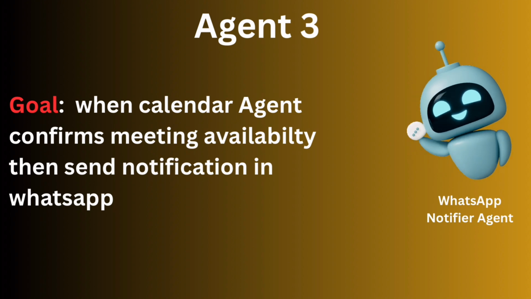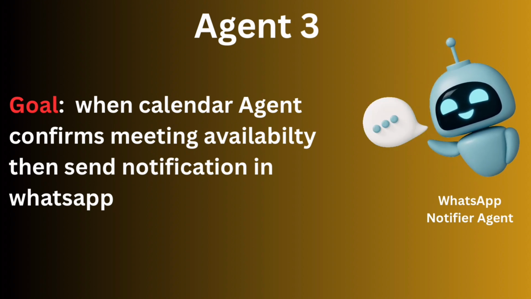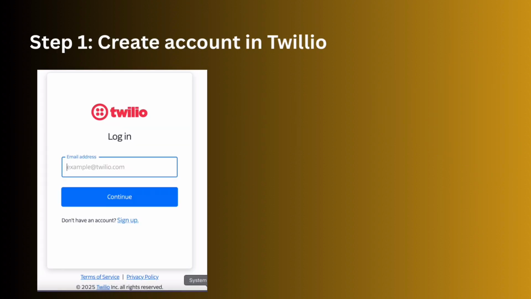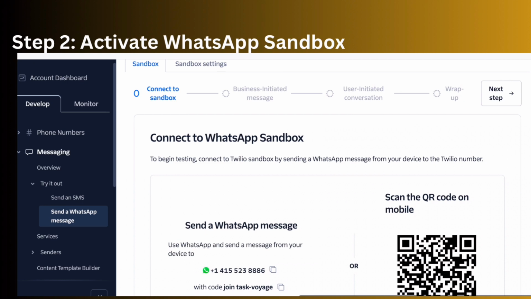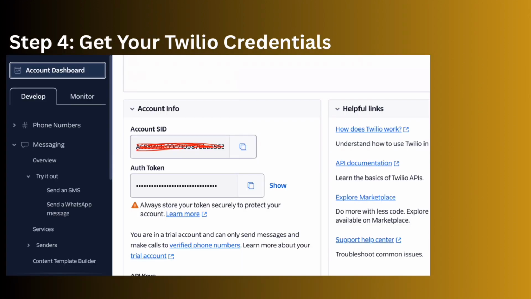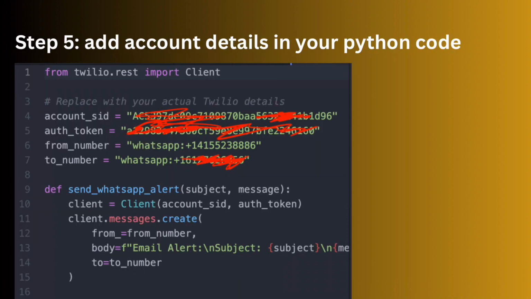The goal of agent 3 is, when the calendar agent confirms meeting availability, to send a notification on WhatsApp. We are going to use Twilio to connect to WhatsApp. Create an account in Twilio, then log in. Create the WhatsApp sandbox and copy the WhatsApp code. Then open your WhatsApp and paste that code. That's it, you are connected to the sandbox. Once it's done, copy the account credentials from Twilio and paste them in our Python code.